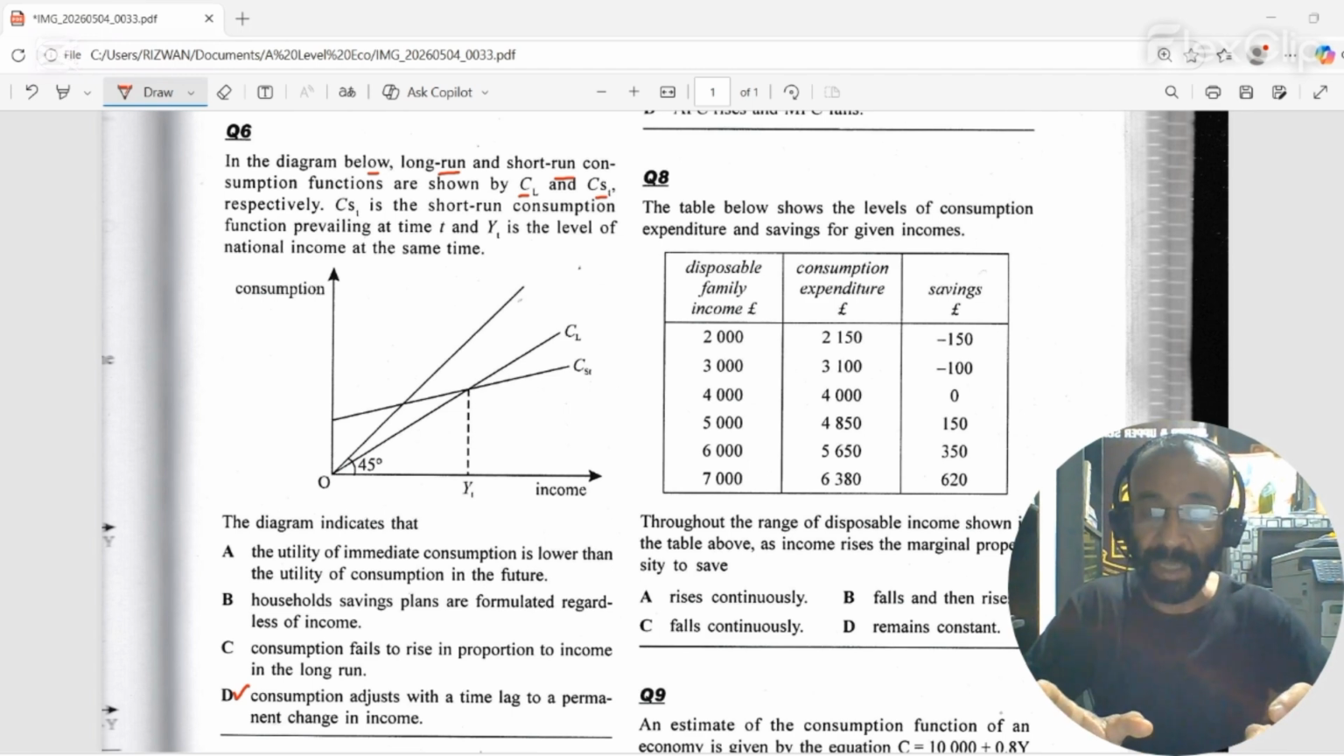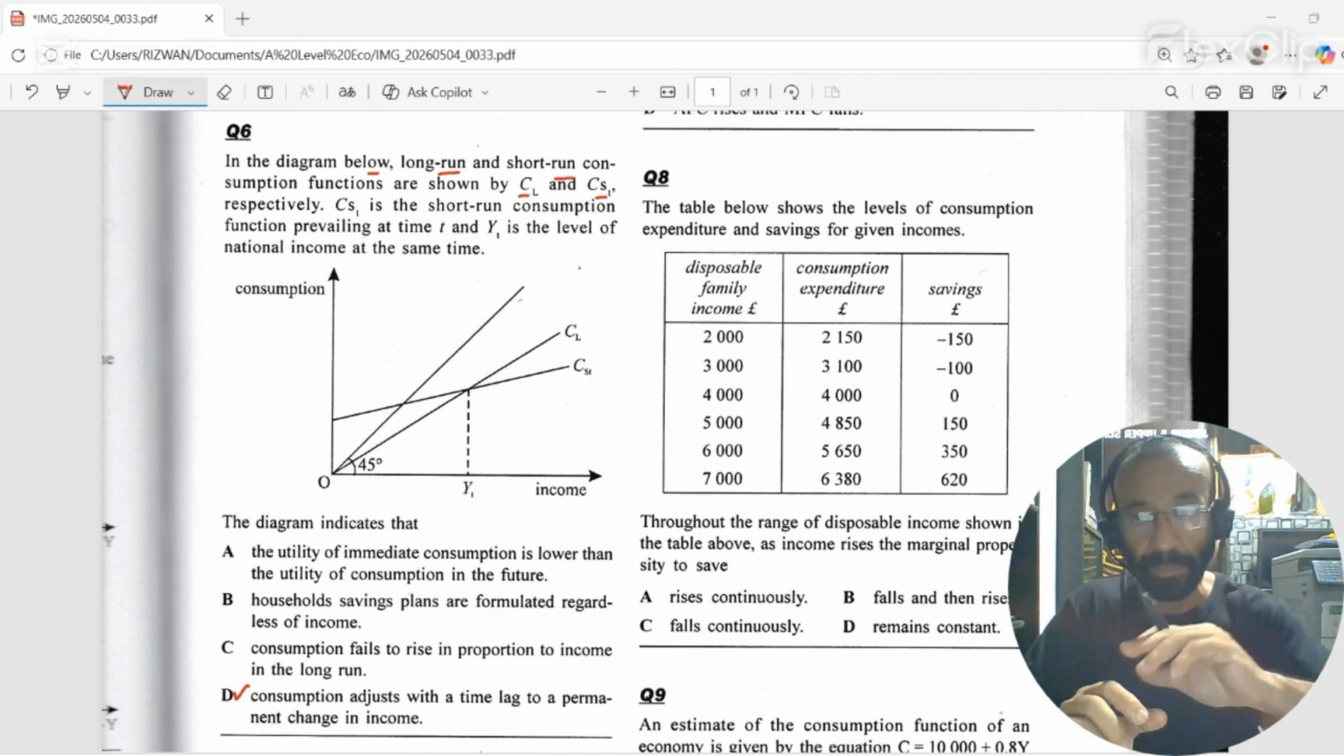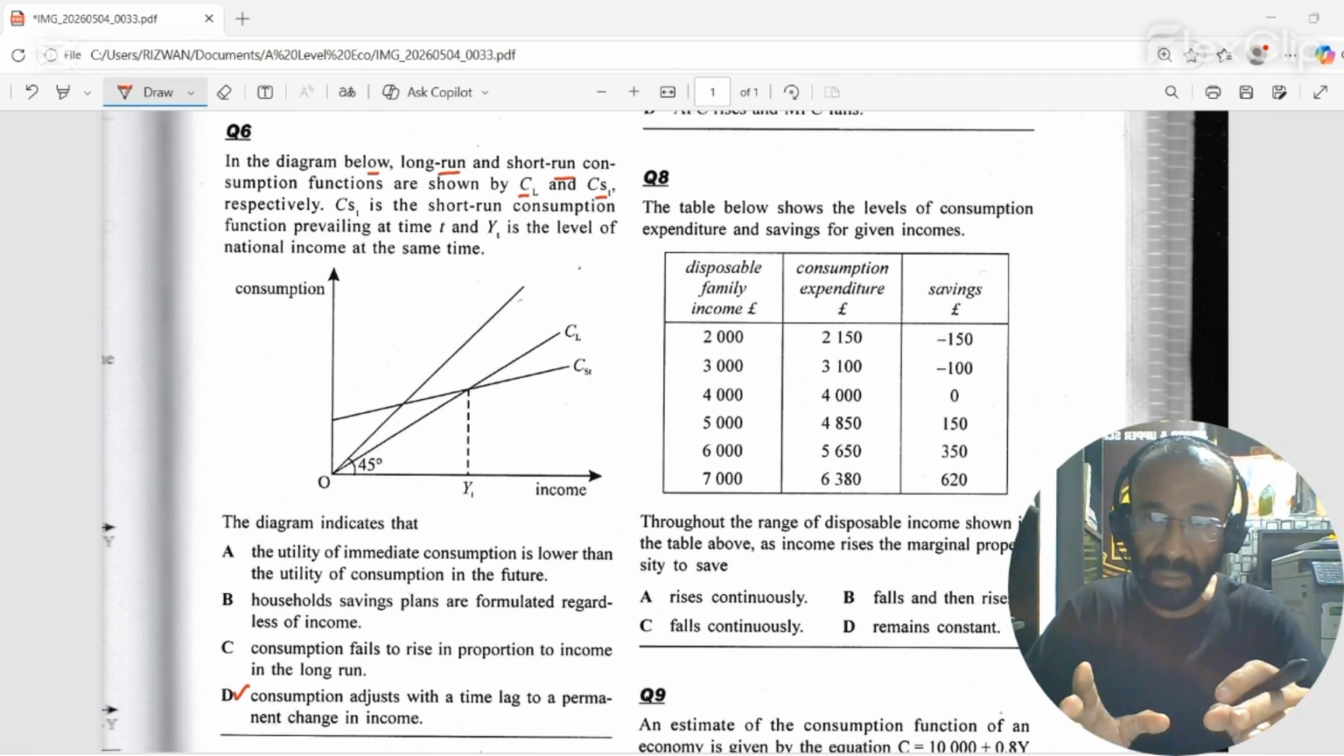And option C is incorrect because in fact the exact opposite is true: the CL is a straight line starting from the origin, and consumption does rise in exact proportion to the income in the long run.